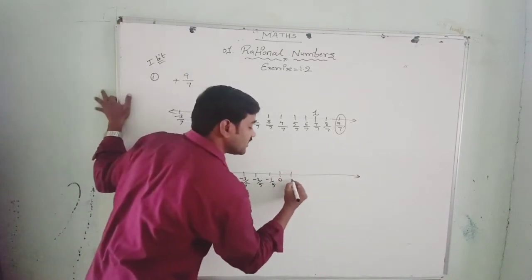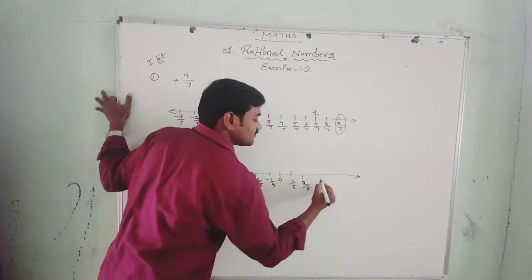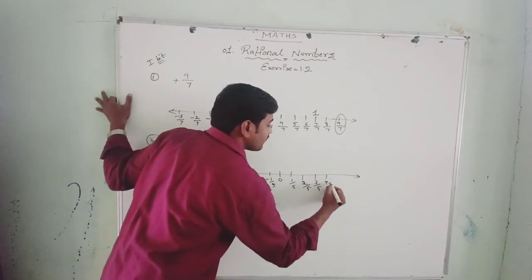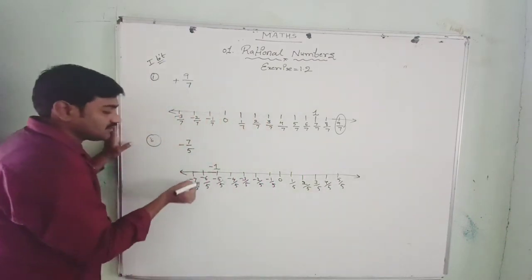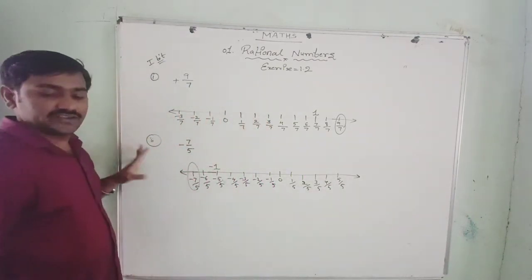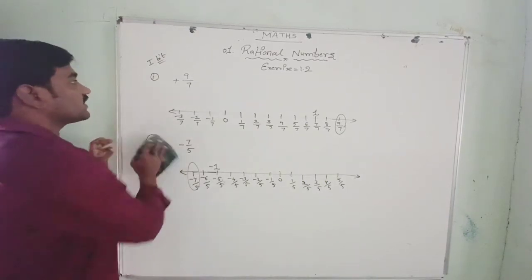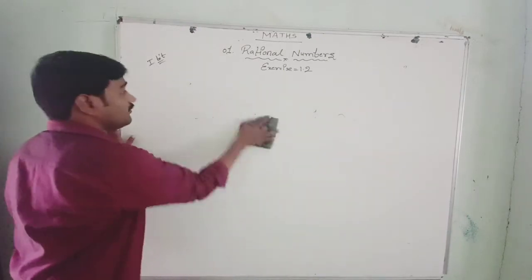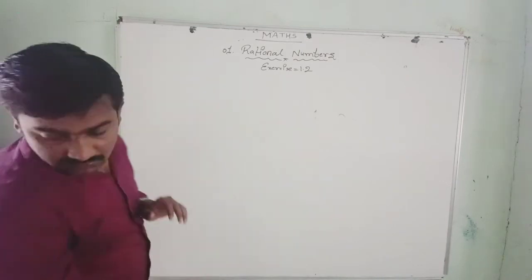Now on this side you get positive numbers. You also write some positive numbers: 1/5, 2/5, 3/5, 4/5, 5/5, and so on. You have to number this. Finished. We have completed this first bit. So in this way we can represent rational numbers. Now we go for the second bit question.